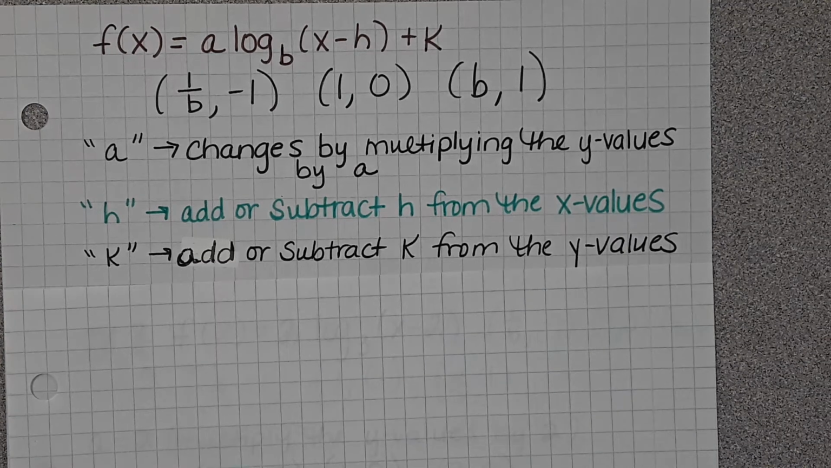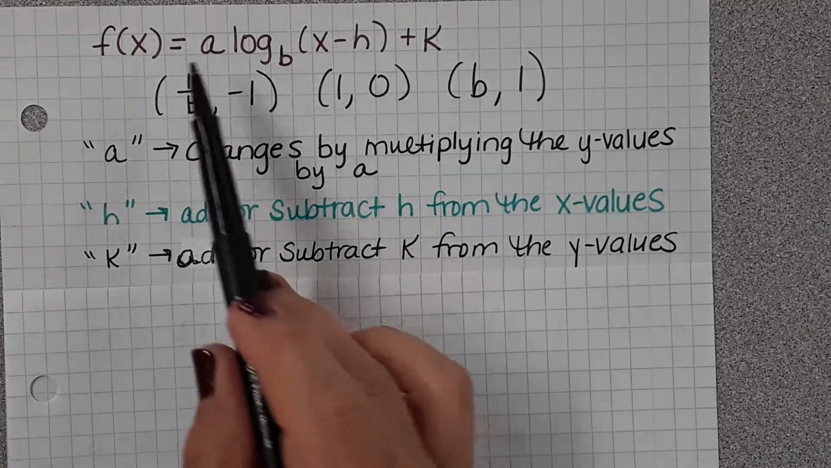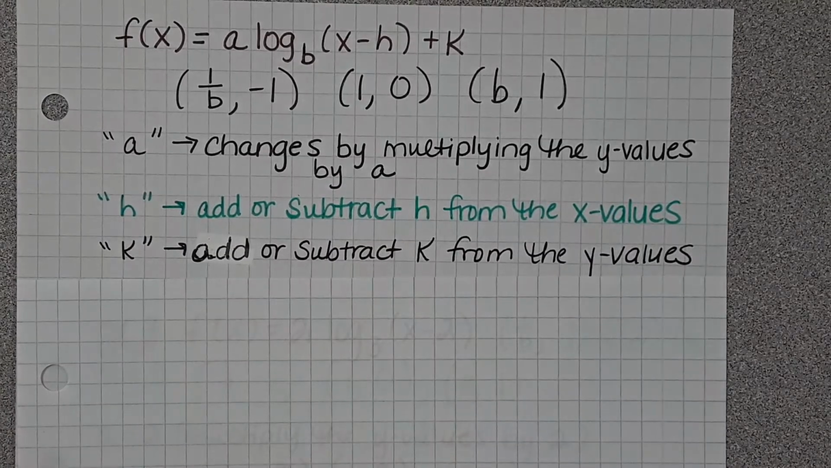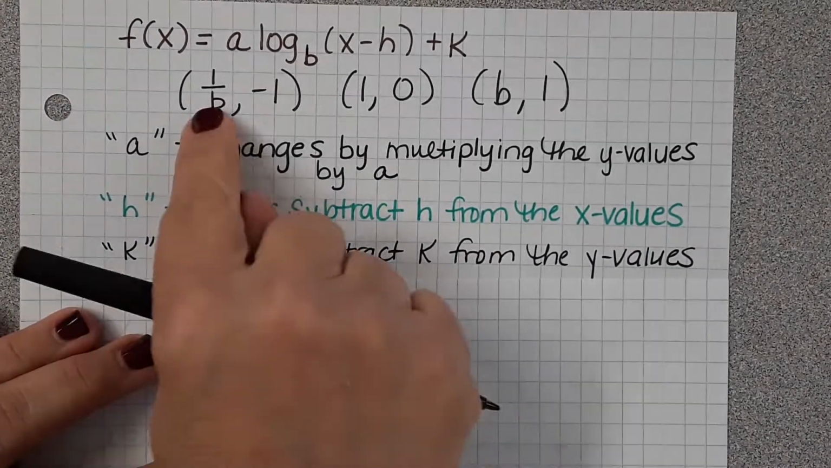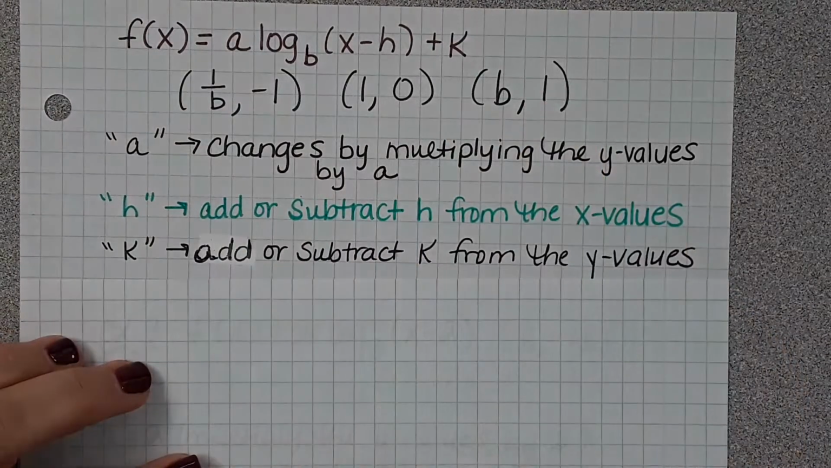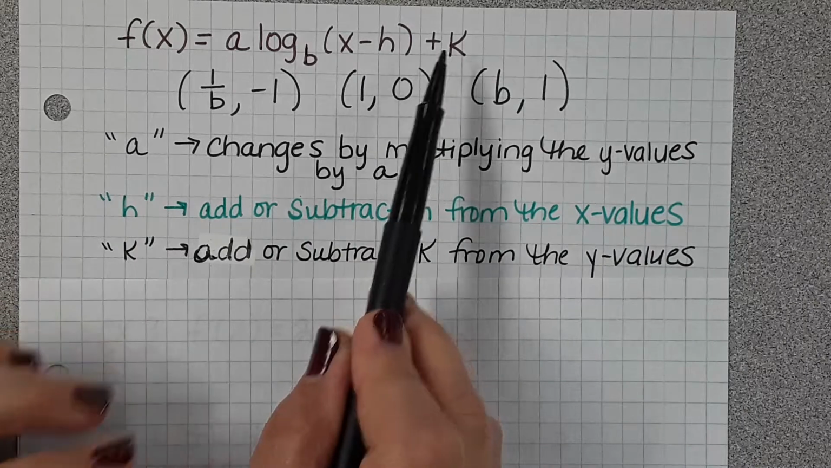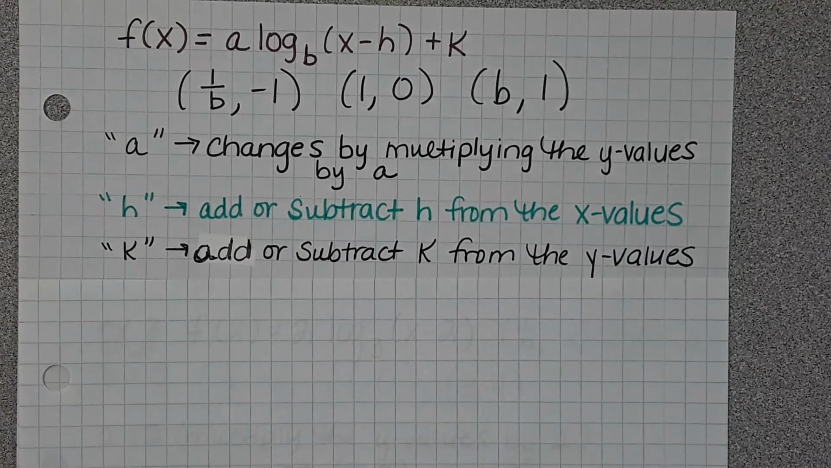Okay, so notice this time it has more than just B. Every letter does something. B is the parent function. That's what we call it. So these ordered pairs are the parent function. Now, every number, A, H, and K, affects those three ordered pairs.